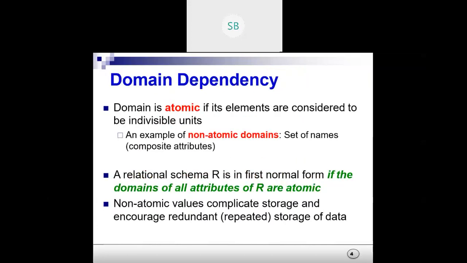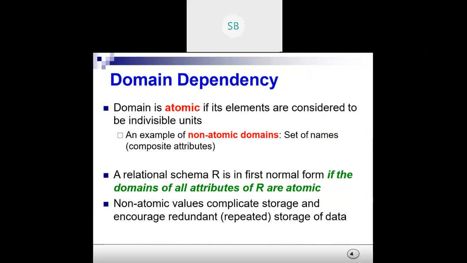Now let's move to the domain dependency. A domain is atomic if its elements are considered to be indivisible units. That means we cannot divide it further. Suppose name: you can divide name into first name, middle name, and last name, but you cannot divide the first name any further, right? That is why it is called the indivisible unit.